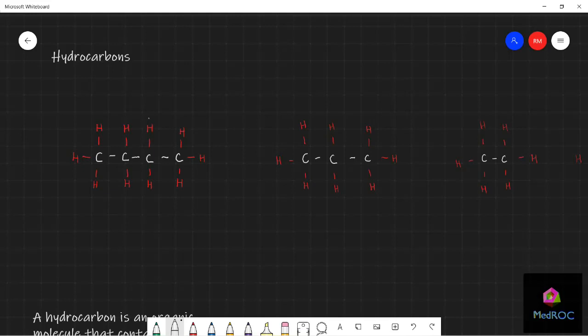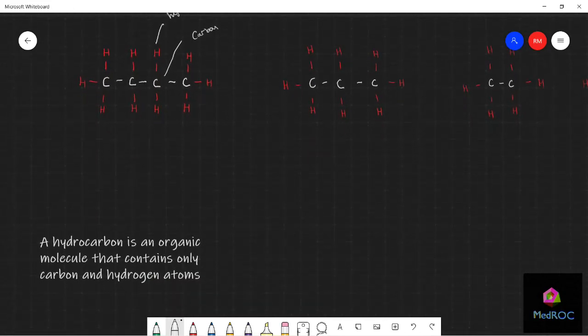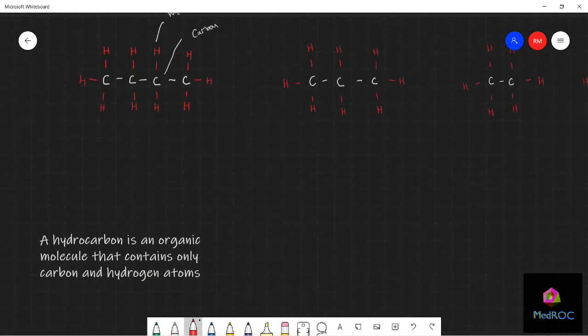first thing you should notice is that the only two elements that make up this compound are hydrogen and carbon. So before I go on naming these organic molecules, this does bring us onto the definition of a hydrocarbon, which is that a hydrocarbon is an organic compound or molecule, I'm sure no one's going to pick you up on that terminology, that contains only carbon and hydrogen atoms.